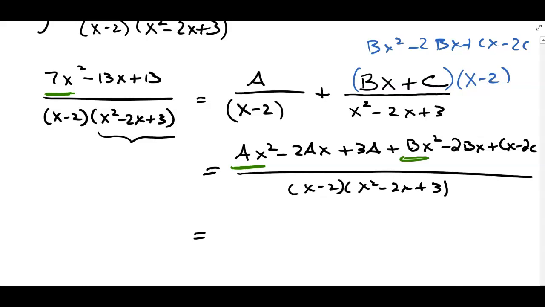So, can we say that a plus b has to equal 7? Because the coefficients of the x squareds have to come to 7x squared. So for my x squared terms, 7 equals a plus b. All right, now let's look for my x terms. There's an x term.